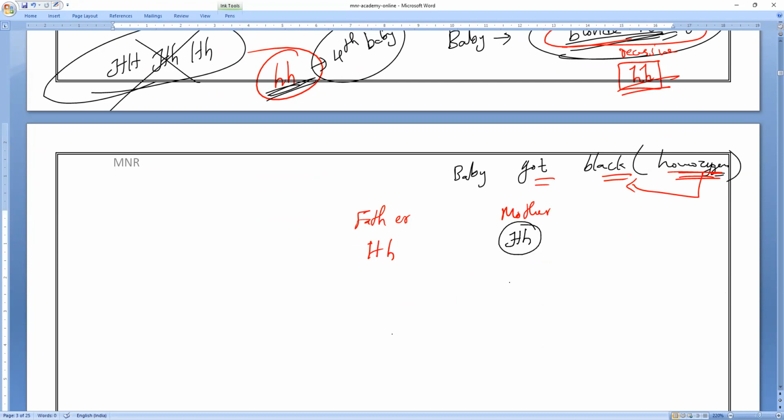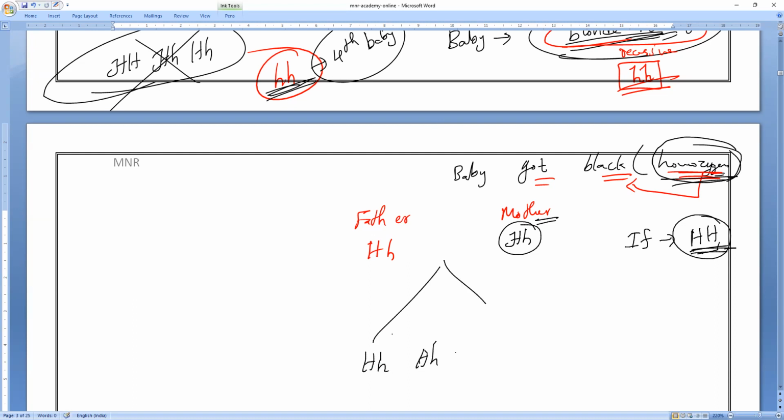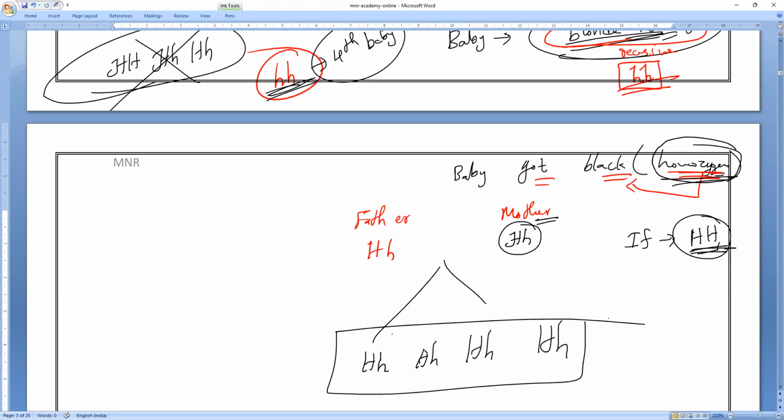Why? You can see, if mother is having a capital H, capital H, is it possible to get a homozygous? Are you clear, everybody? If a mother is having a capital H, capital H, it is impossible to get a homozygous baby. Because all babies will get capital H, small h; capital H, small h; capital H, small h; capital H, small h. No homozygous. So it is completely wrong.